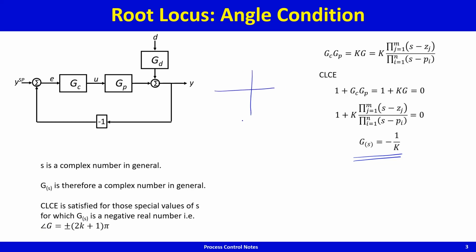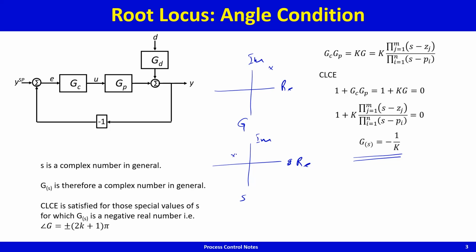Now let's look at the G plane, and let's look at the S plane. This is the S plane, this is the G plane. Real, imaginary, real, imaginary. If I choose a particular value of S, I will get some value of G, which in general could be anywhere. Let's say it's over here. So this particular value of S does not result in a negative real number. Therefore, this is not on the root locus.